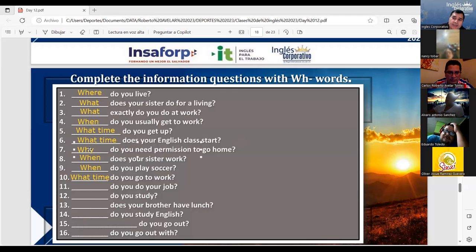You need to explore the different possibilities. What time, when, how do you go to work? When do you go to work? Why do you go to work? Okay, so different possibilities. When do you play soccer? Where do you play soccer? Why do you play soccer? How do you play soccer? So you have to list the different possibilities. Not only one possibility, different possibilities.